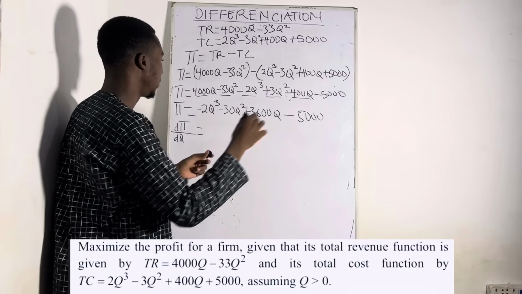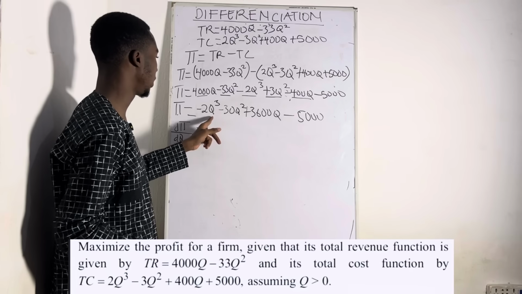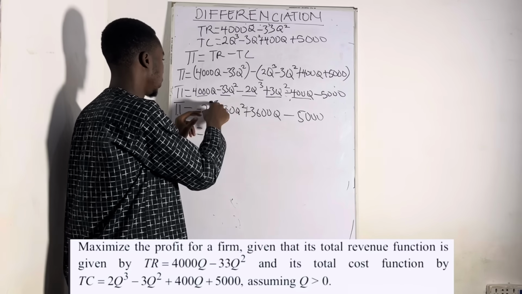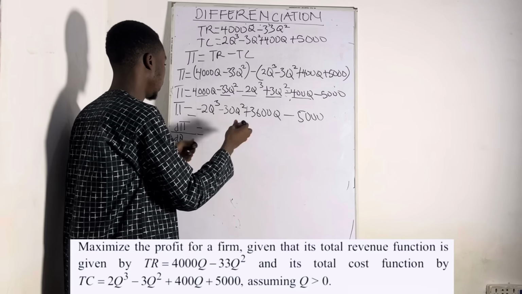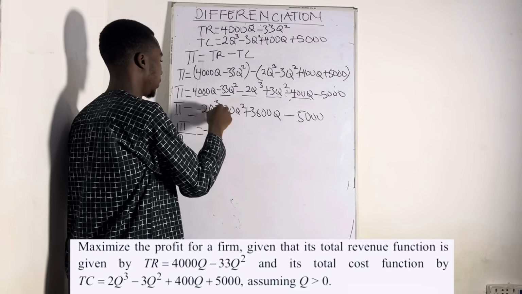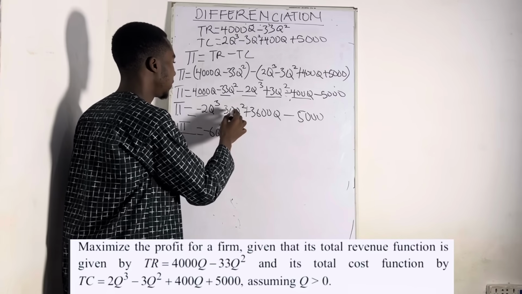So now we are just going to differentiate this. Now if you want to differentiate this, we have negative 2q cubed. So 3 times negative 2 is negative 6q. Then we reduce the exponents by 1. So 3 minus 1 is 2. You get it? Then negative 30q squared.